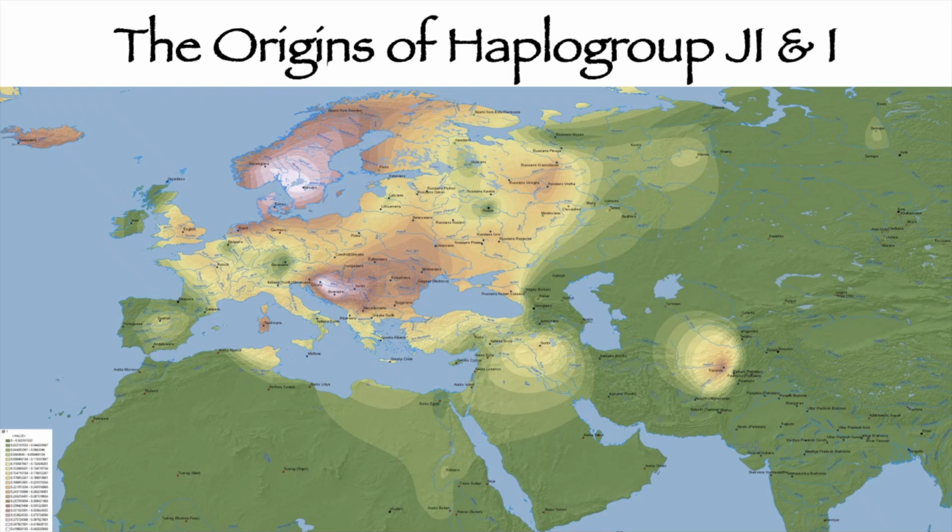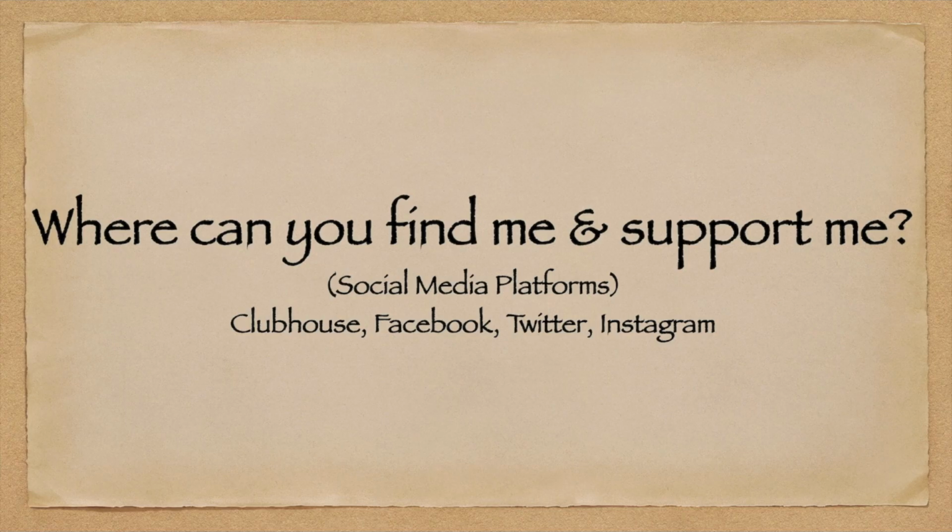What are the origins of haplogroup IJ and I?